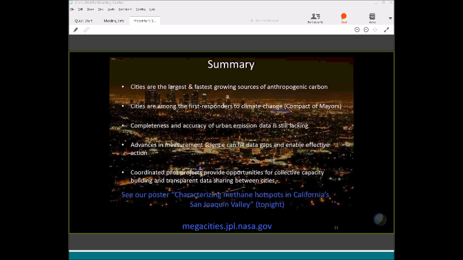Hopefully last slide. Cities are important because they're the biggest emitters and they're changing quickly, and they're also some of the first rapid responders to climate change. We still have big gaps in the data, but we have advances in technology that can help us fill those gaps. And the nice thing about pilot projects like the ones I'm talking about is it offers us the opportunity to collectively build capacity, technical capacity, in other cities around the world and do data sharing.